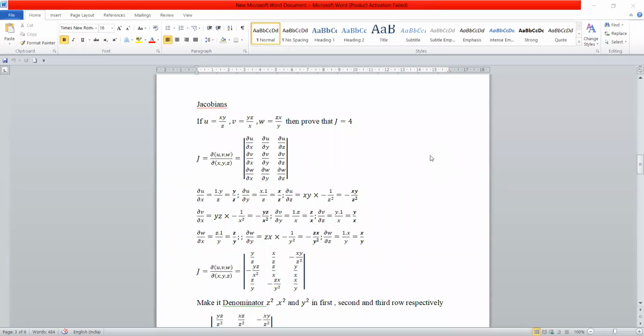So today I am going to continue Lab 3, another part, that is Jacobian of several variables.